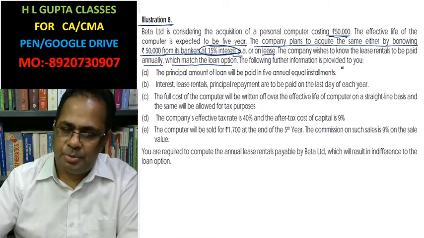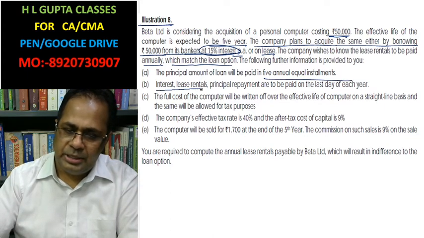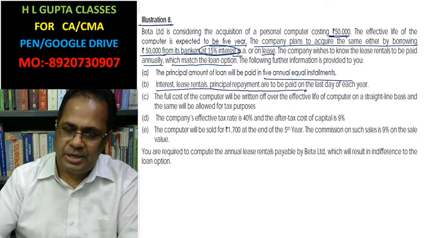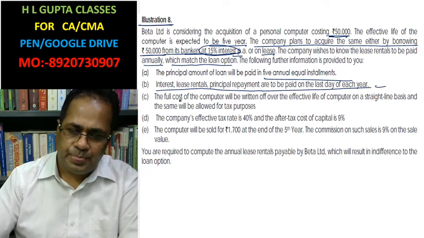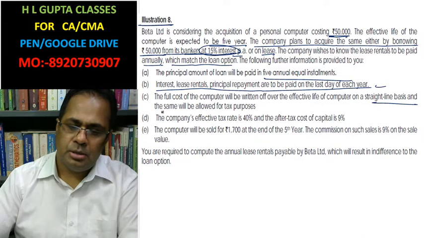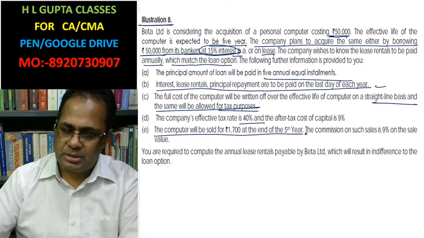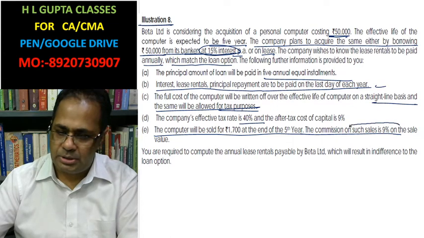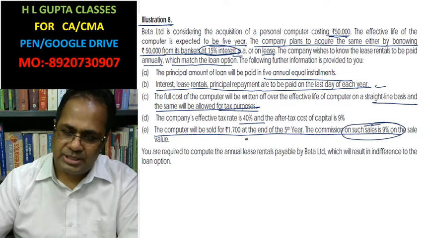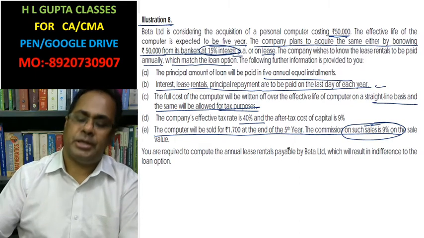The following further information is provided. The principal amount of the loan will be paid in 5 annual equal installments. Interest is paid annually, and the principal repayments are to be made at the end of each year. The full cost of the computer will be written off over the effective life on a straight line basis, which means no salvage value. The company has an effective tax rate of 40%. The computer will be resold in the 5th year, and a commission of 9% of the sale value is to be paid after selling. You are required to compute the annual lease rental. Lease rental you need to calculate.